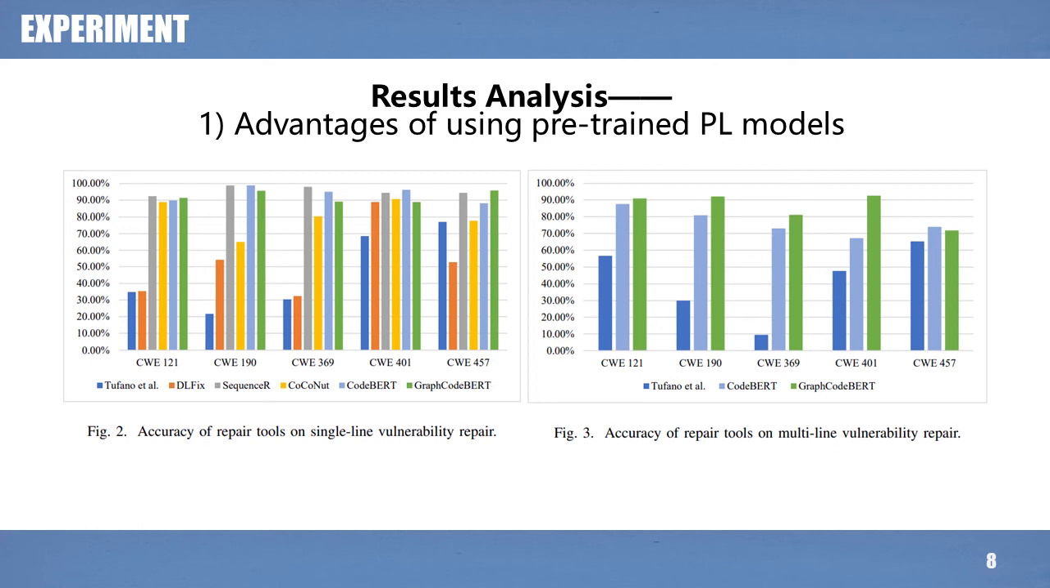This is because single-line vulnerabilities are generally simpler and don't require the model to deal with overly complex logical relationships. Multi-line vulnerabilities often have complex data dependencies, so the Graph CodeBERT model, which can record rich data flow graphs, is more advantaged in handling complex tasks. In summary, pre-trained programming language models have great potential for handling vulnerability repair tasks, and recording rich data flow relationships can help repair more complex vulnerabilities.